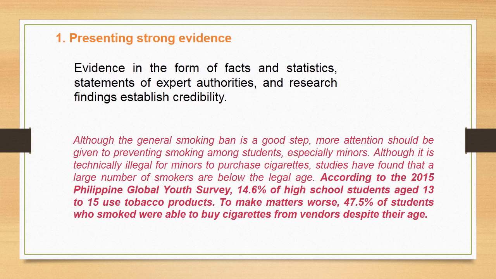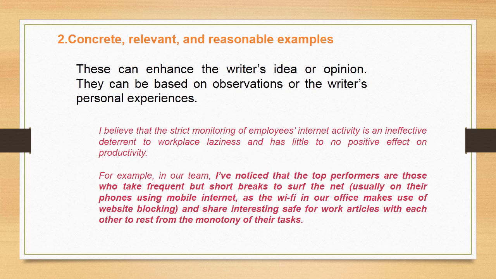Let us look at the example below. To support the claim that most of the smokers are minors, the writer uses a statistic or a survey to prove his argument. The next one is giving concrete, relevant, and reasonable examples. This can enhance the writer's idea or opinion. They can be based on observations or the writer's personal experiences.